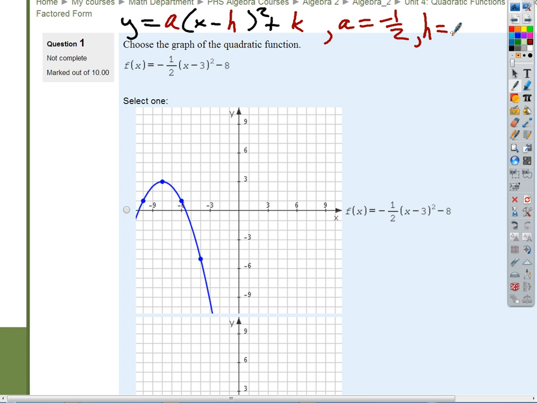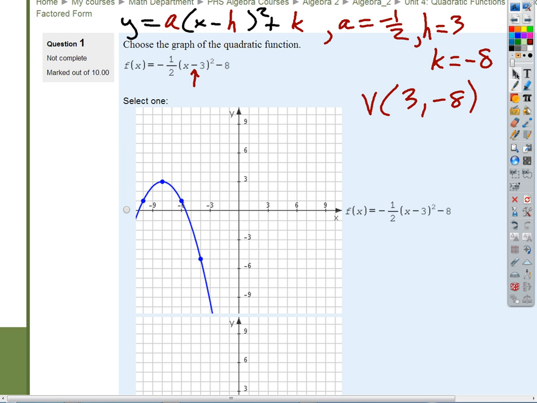h equals, you've got to be careful with this one, 3, right? Because h is being subtracted from x, it's always the opposite of that sign in the middle, that operation. So it's positive 3, and k is easy. What's k? Negative 8. So the vertex then is at x equals 3, y equals negative 8, it opens down, and a equals negative 1/2. That should be pretty easy, right?